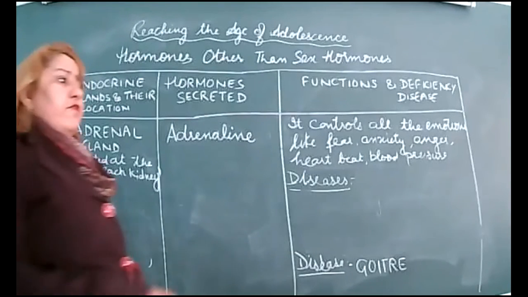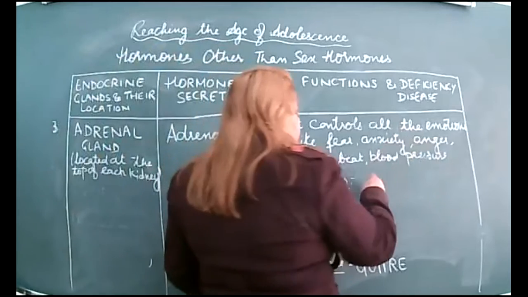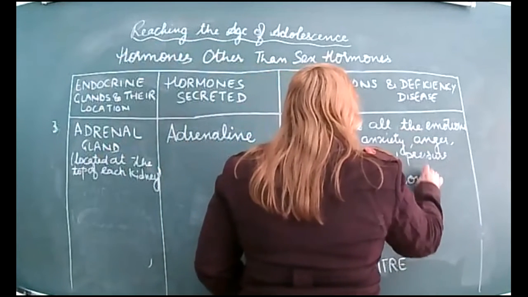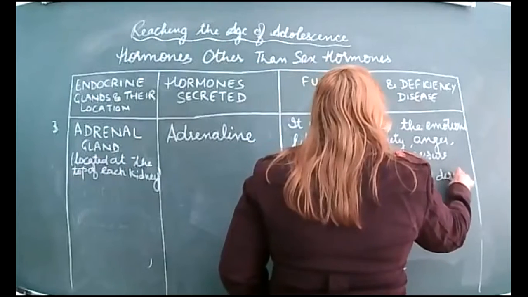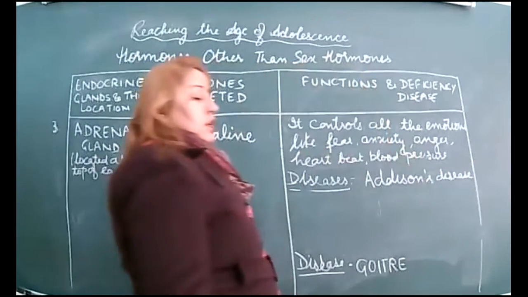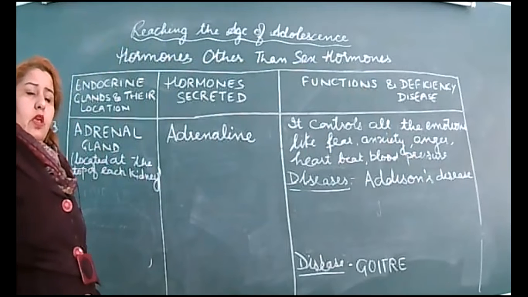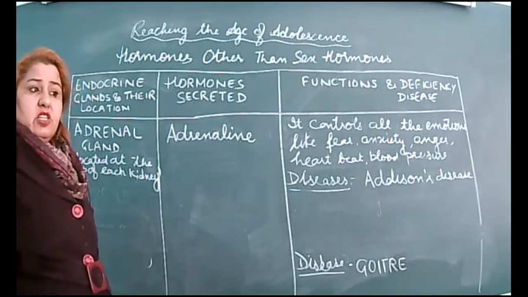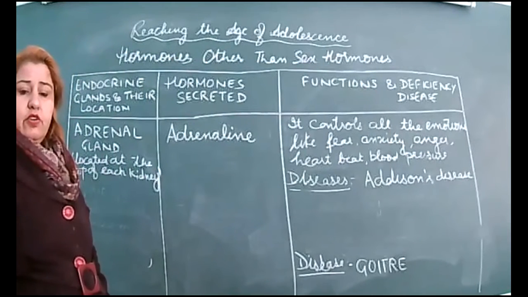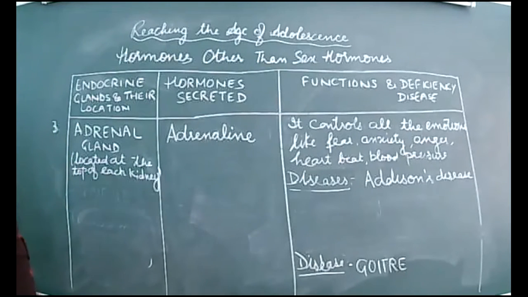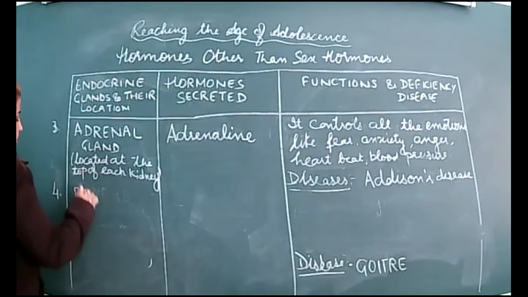ठीक है. And if the disease is not common, आपको नहीं पता, but you can write Addison's disease. Okay. Today you will search about Addison disease. I will not tell, you will search it out and we will discuss it tomorrow. Right, beta? Then the fourth gland, that is the pancreas.